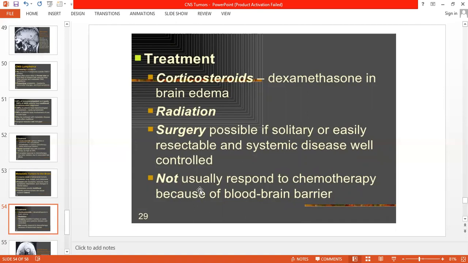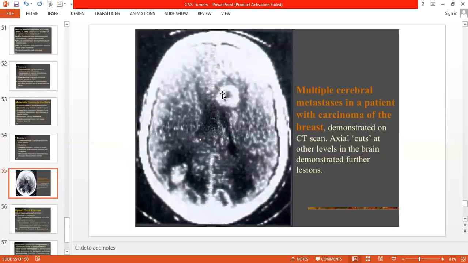Corticosteroids and radiation are very effective in case of lymphoma. Surgery is possible if solitary or resistant, and systemic disease well controlled. They do not usually respond to chemotherapy because the blood-brain barrier is rarely crossed. Here is a typical looking lymphoma, the solid part, the cystic part, and surrounding edema. Multiple peripheral metastases can appear the same. So this was not lymphoma, sorry, it is a metastatic lesion, as we have a second tumor. The lymphoma can be multiple. Metastases are usually multiple. Lymphomas are deep within the white matter, but at the corticomedullary junction, they are usually the mets.